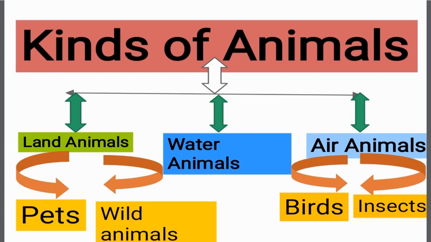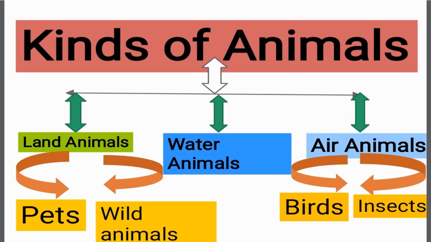The first kind has two more types in it, that are pets and wild animals. Pet animals are the animals which we keep at home, such as dog, cat, etc. Wild animals are the animals which live away from human settlements. For example, tiger, lion, etc. They are mostly found in forest areas.